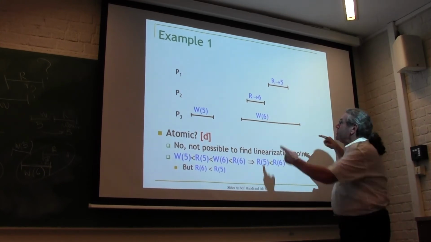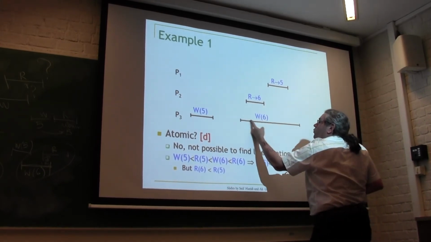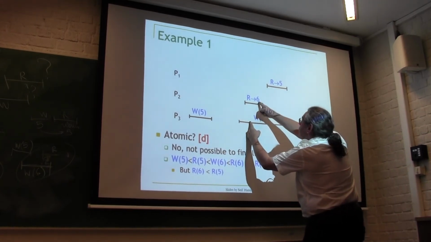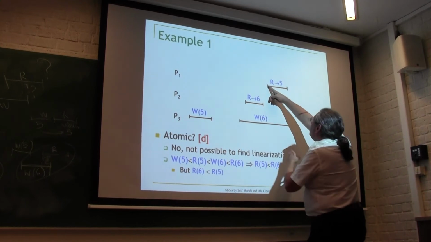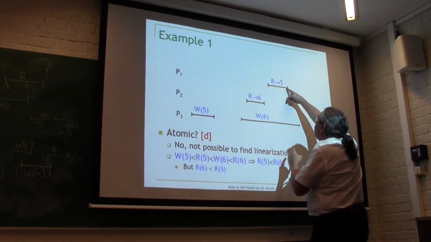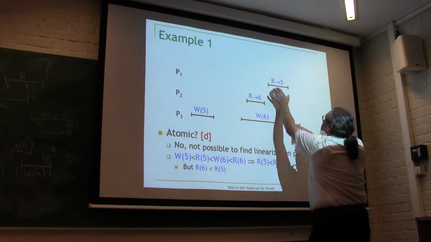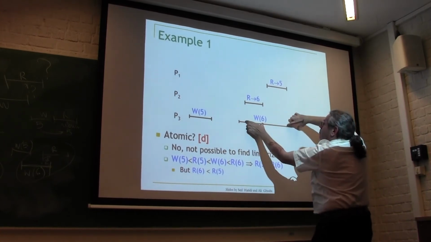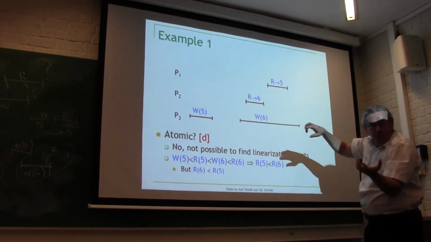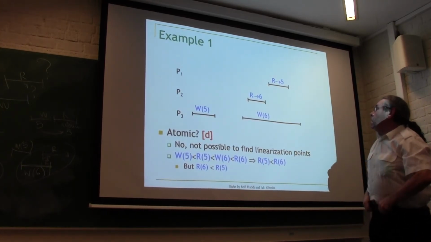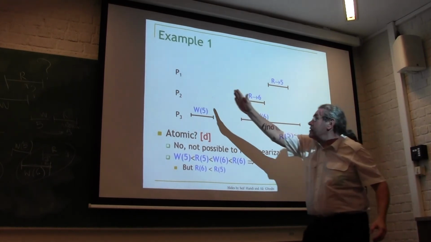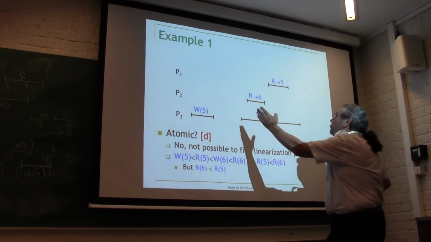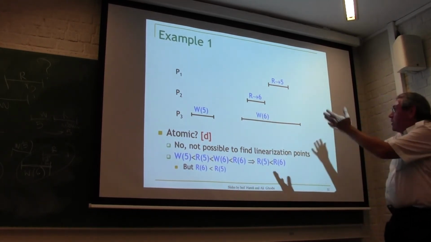You see, this read 6 means that the write point has to be here somewhere, because I have to write 6 before reading 6. Whereas the read of the 5 has to be before the write 6. That means the write 6 has to be somewhere here, but it can't be here and here both. So there's a contradiction. We cannot make it work with instantaneous things. We're assuming that the reads and the writes are instantaneous, and we cannot make it work.